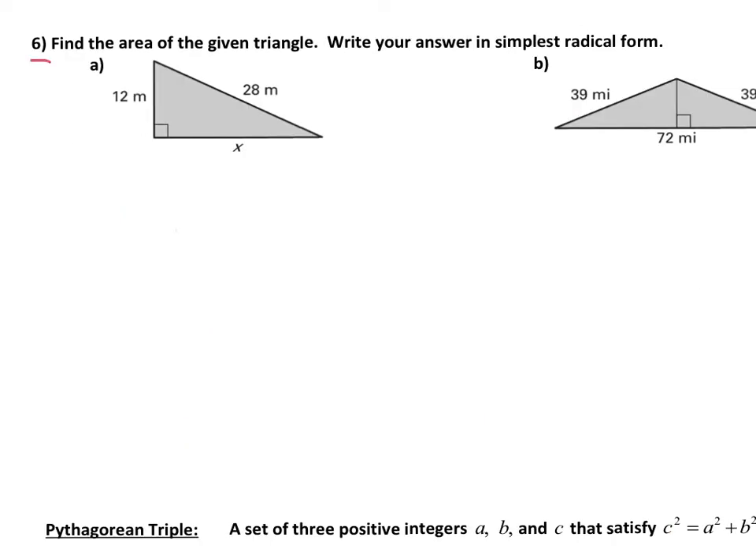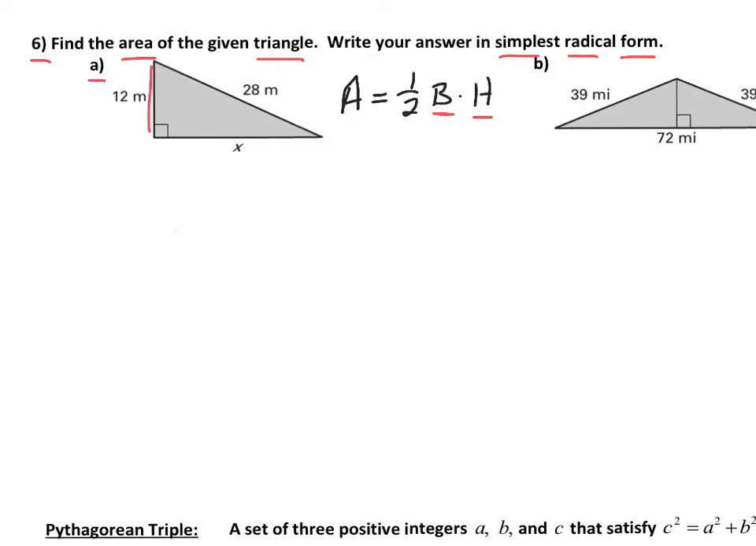For number 6, now I'm looking to find the area of this triangle that I'm given. And I want to write that area in simplest radical form. Now let's just refresh our memory real quick. To figure out the area of a triangle, it's going to be 1/2 base times height. So I'm going to need both of those pieces of information to plug into my formula to figure out what the actual area is. So let's take a look at A.